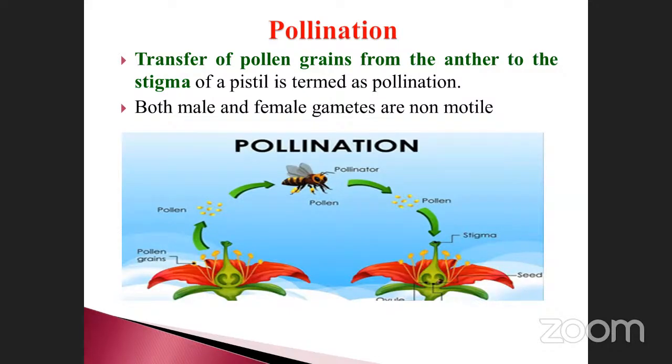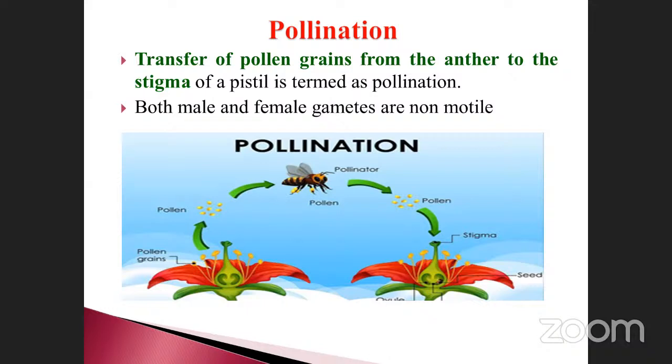This is otherwise the process by which male and female gametes are united, since they are non-motile in nature. Here I have chosen a slide. See, these are flowers on different branches, or you can imagine a different plant. The pollen sac is there in the anther, and the pollen grains are transferred by a vector, such as a honeybee, to another plant. This is called cross-pollination.